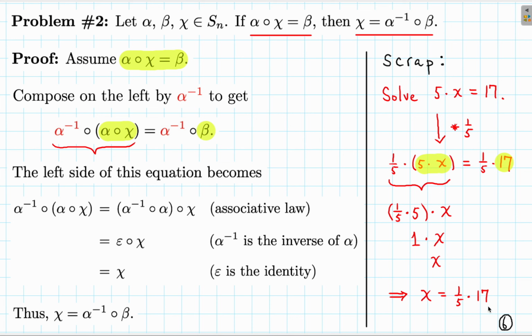And so once again, these two calculations, solving 5x equal to 17, or in a way solving alpha composed with chi equals beta, use the same principles like the inverse element and the identity element. These are both important group properties that we'll formalize in a future lesson. But for now, that's the end of this proof and also the end of this lesson. So I will see you next time.